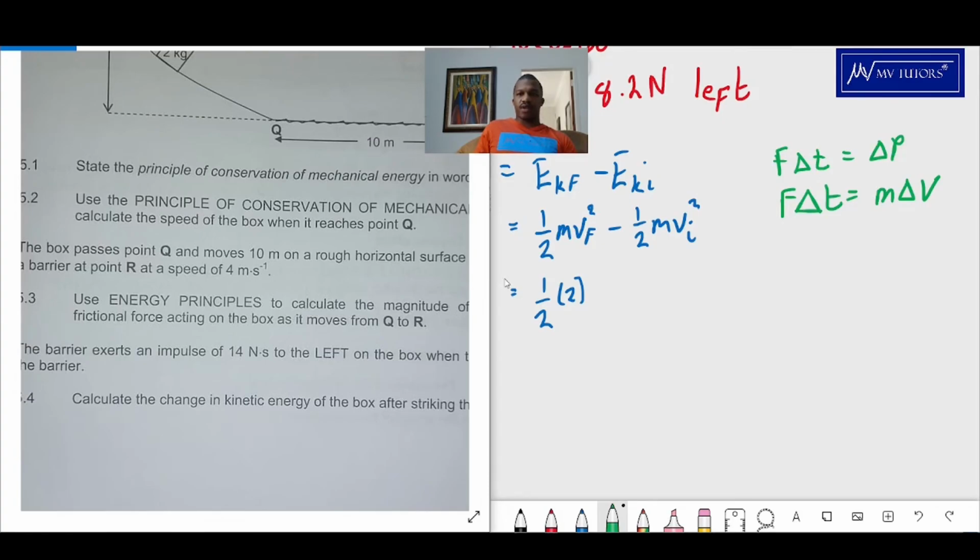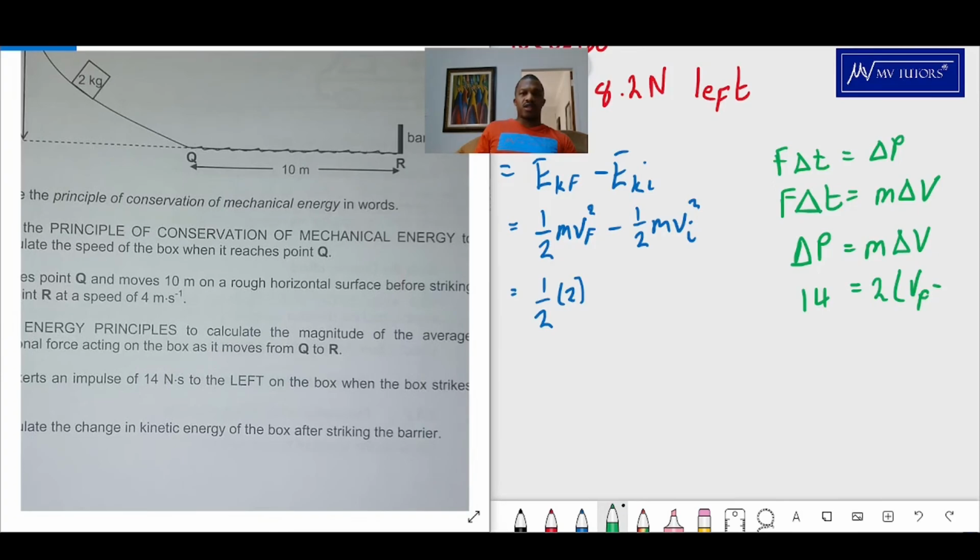So I'm just gonna rewrite this formula and say change in impulse. I'm gonna equate these two, is equals to m times change in v, because both of them are equals to force times change in time. So impulse I've been given as 14, and then mass is still 2. Change in velocity, now I have that the final one is the one that I'm looking for, minus the initial one is 4. Because we told it hits it at 4. When it hits here, it hits it at 4, and then when it goes back, that's the one we're trying to investigate. So we'll put 4 there.